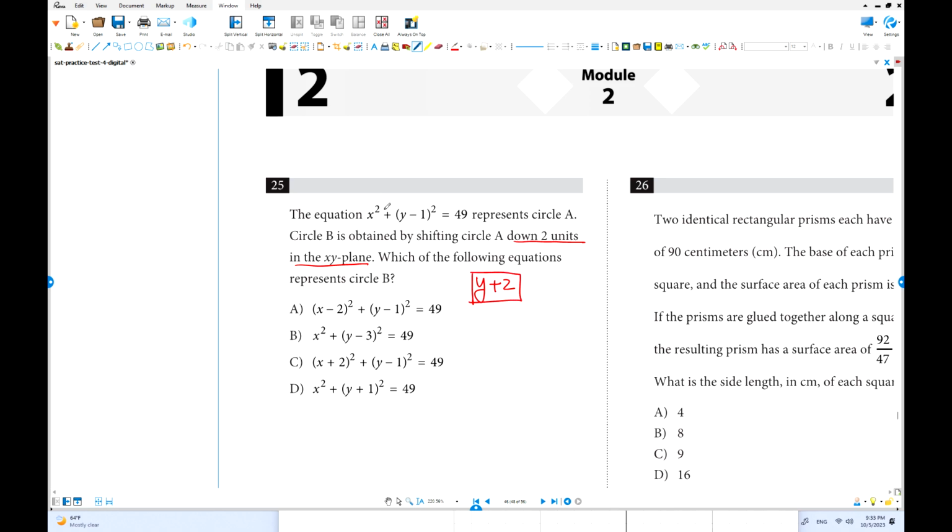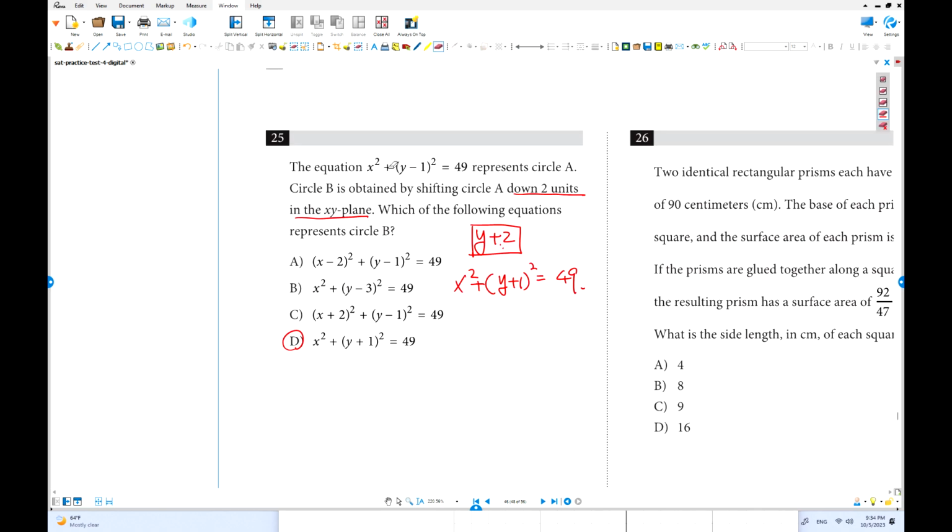You can put this into here. x squared plus y plus 2, this is now replaced, okay, y plus 2 minus 1 is y plus 1, squared, equals 49, isn't it? That's it, okay? Or maybe you can use the center.